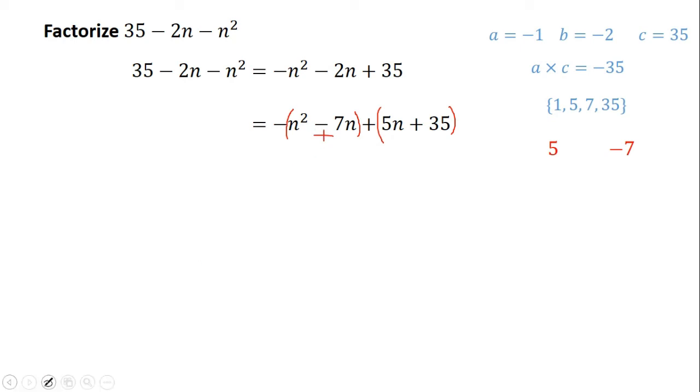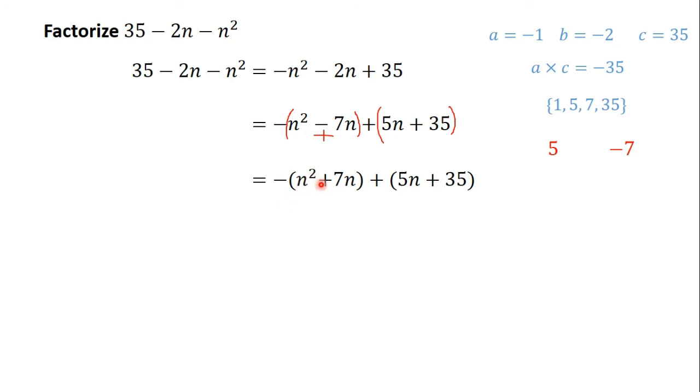So we will have minus into bracket n squared plus 7n, we close the bracket, plus 5n plus 35. Because the sign here is positive, we don't worry about the sign inside the bracket. So always remember that when the sign outside the bracket is negative, you change the sign inside the bracket to the opposite sign. If it's positive, it will be negative. If it's negative, it will be positive. Here it was negative, so we will change it to a positive sign. Okay, so we can now go ahead with our factorization.